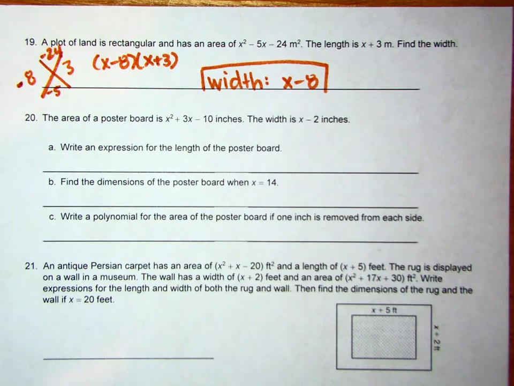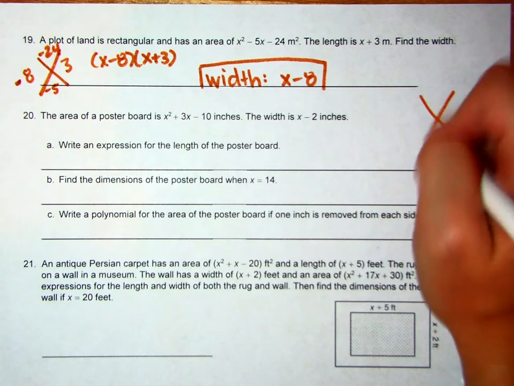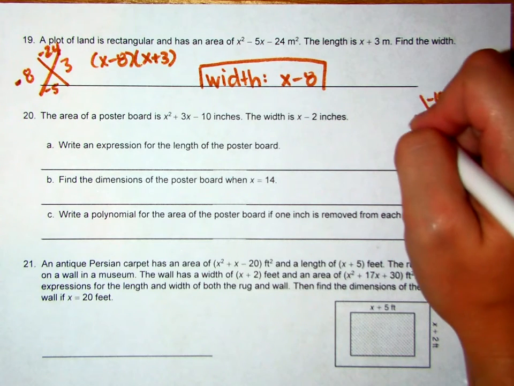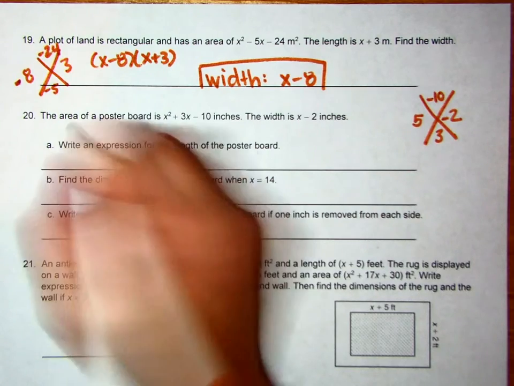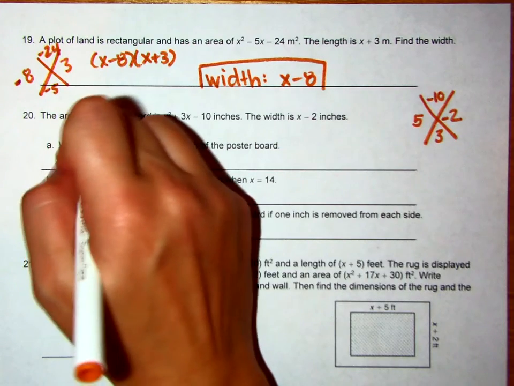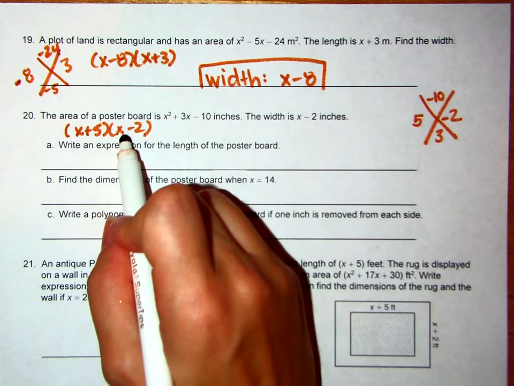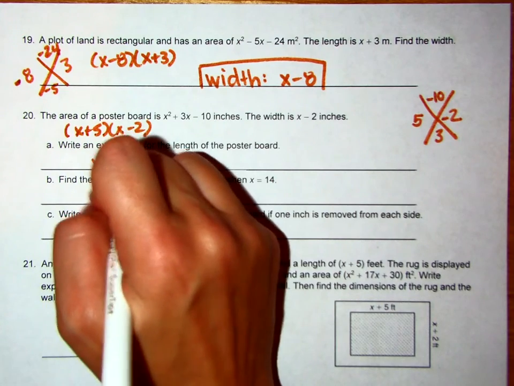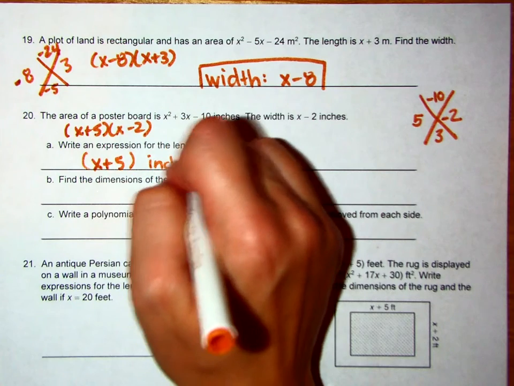On number 20, the area of a poster board is x squared plus 3x minus 10, and the width is x minus 2. We're in the same position we were just in. If we factor this, 5 times 2, where 2 is the negative, we would have x plus 5 times x minus 2. They're telling me that the width is x minus 2, so what's the length? The length must be x plus 5, or we could say x plus 5 inches.